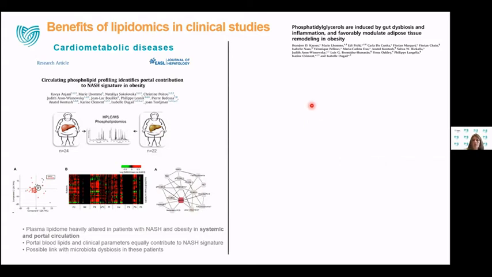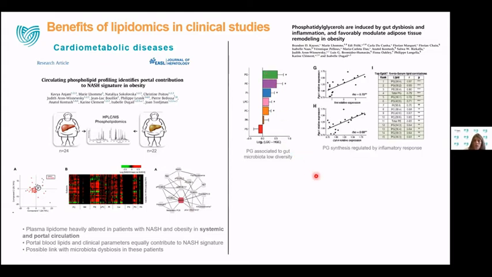And to characterize this, the team of Isabelle Dugail and Karen Clément with Brandon Kaiser, we've done a whole characterization and mechanistical study to identify the role of these lipids. So what we've shown is actually that the phosphatidylglycerols were indeed highly correlated with low diversity in the gut microbiota, and that also PG synthesis was highly regulated by the inflammatory response, as you can see here with cytokines.